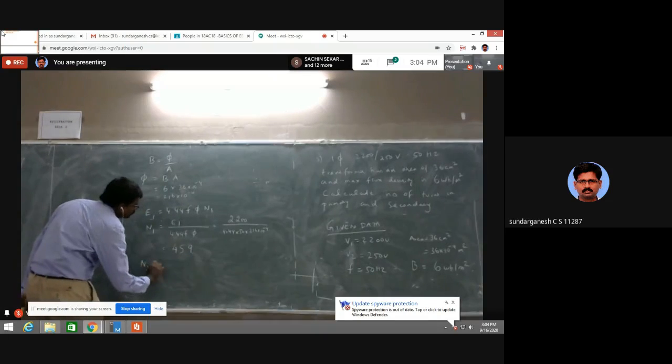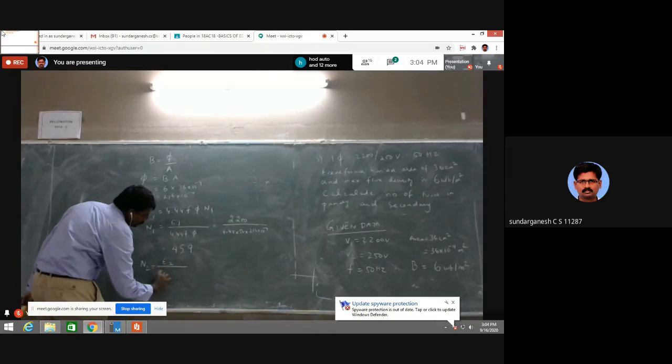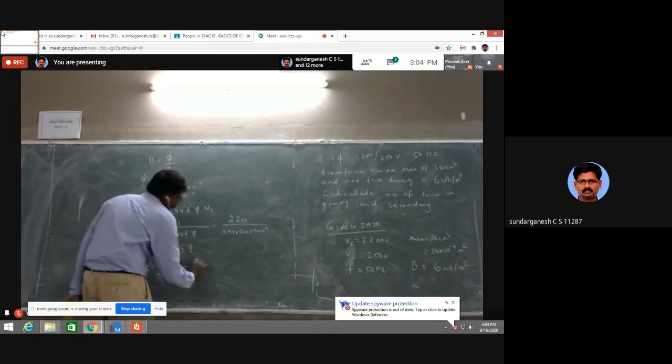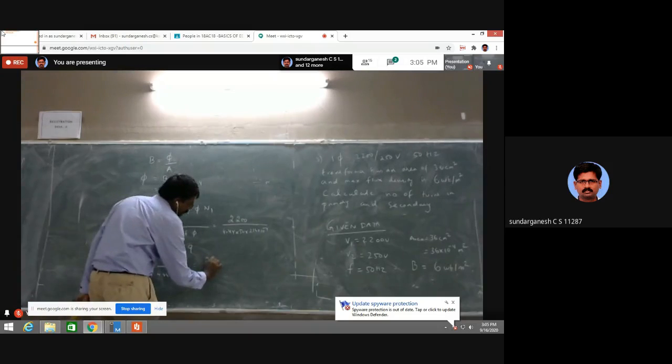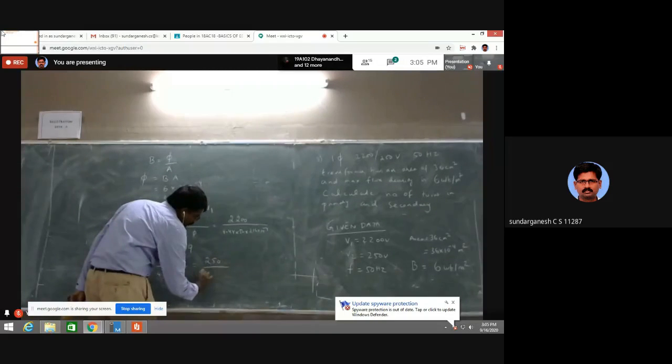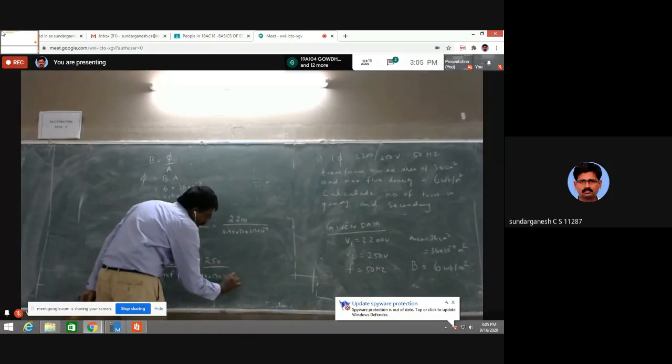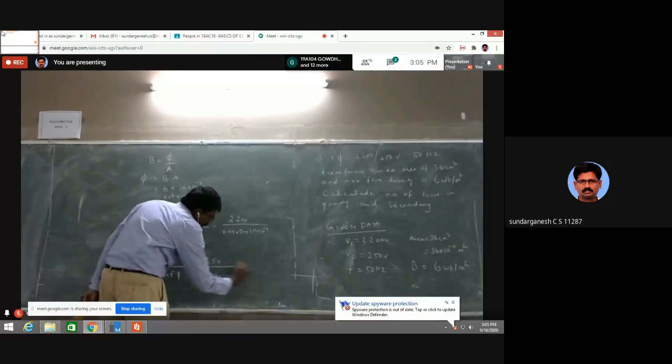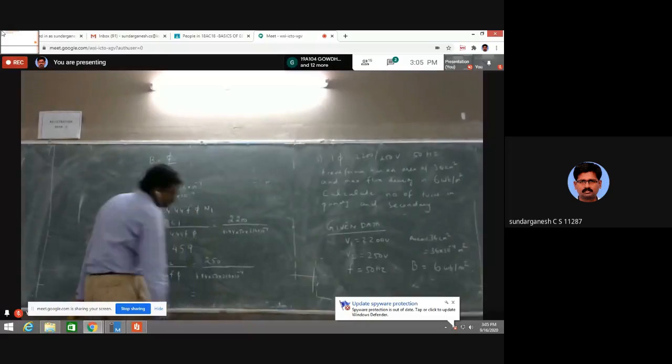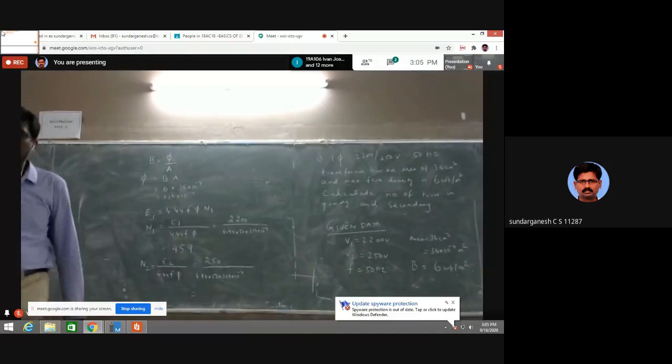Similarly, N2 is E2 divided by 4.44 F phi. E2 is given as 250, divided by 4.44 into 50 into 216 into 10 power minus 4, which is equal to 52. The number of turns is 52.